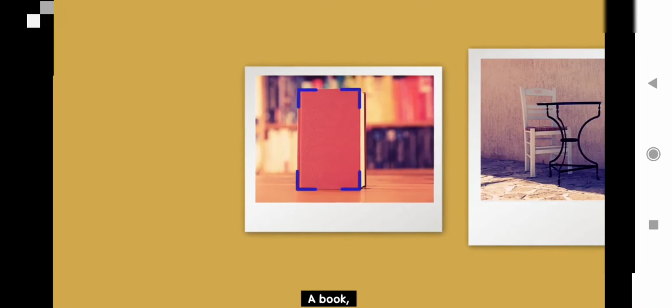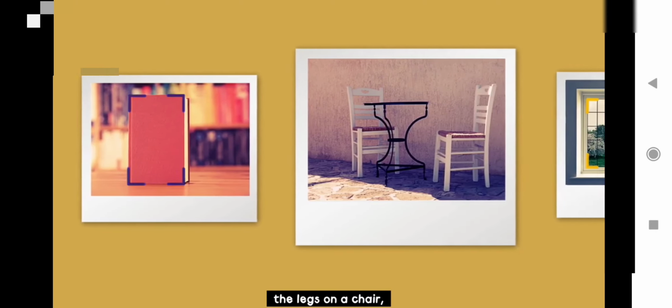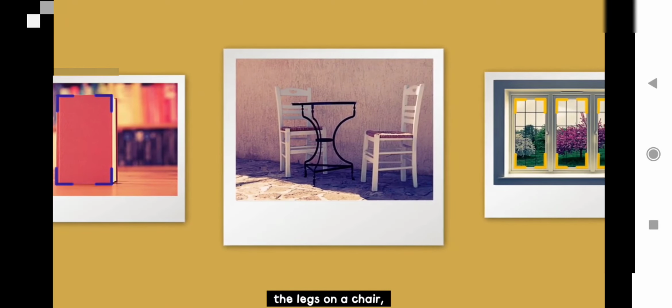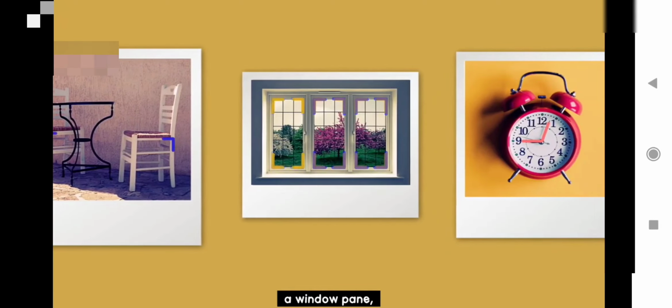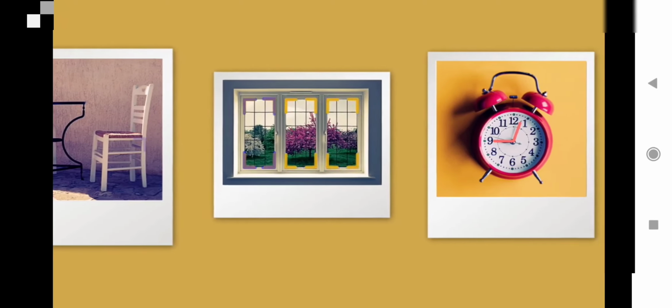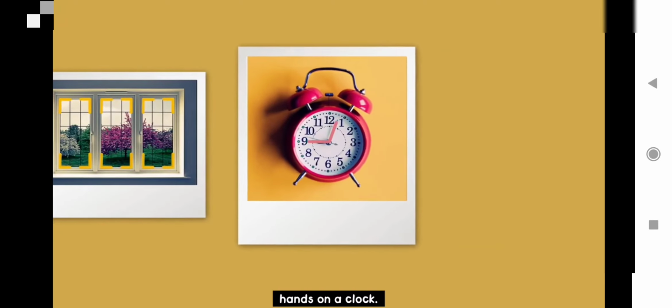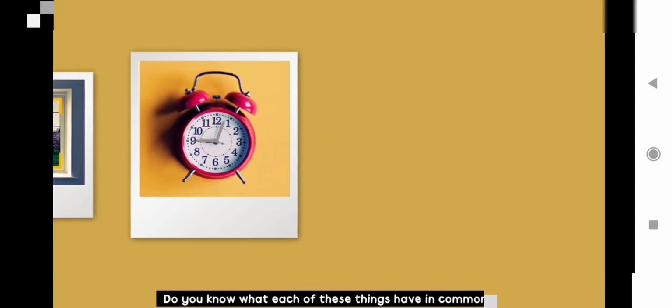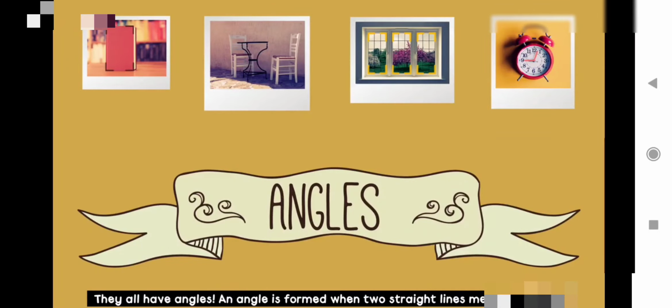A book. The legs on a chair, a window pane, hands on a clock. Do you know what each of these things have in common? They all have angles.